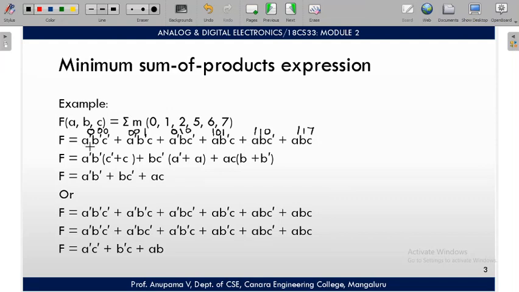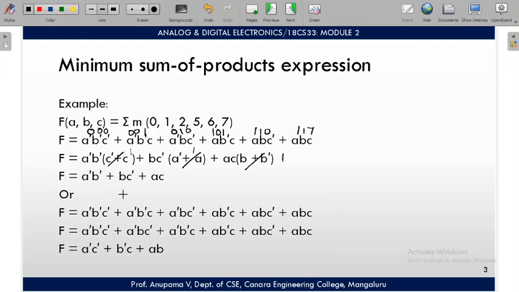Now, let us combine two terms by taking the common term out. So, f can be rewritten as a complement b complement into c complement plus c, plus b c complement into a complement plus a, plus ac into b plus b complement. Now, by applying Boolean law, c complement plus c becomes 1. Similarly, a complement plus a becomes 1. Similarly, b plus b complement becomes 1. So, the simplified answer is a complement b complement plus bc complement plus ac.